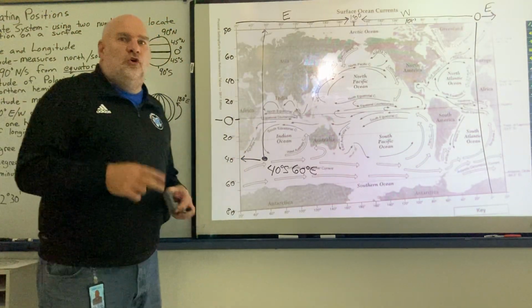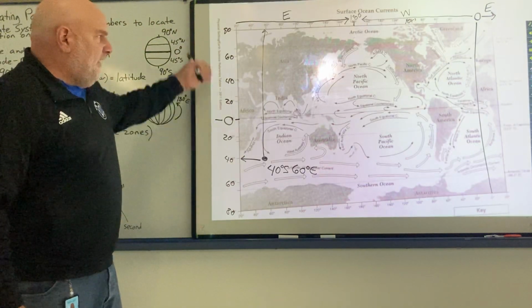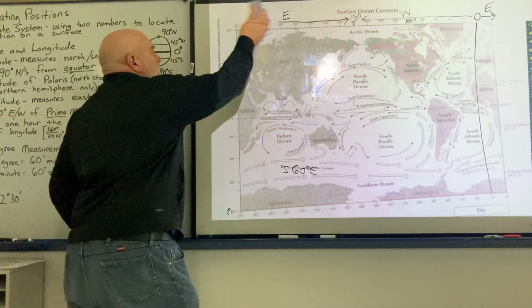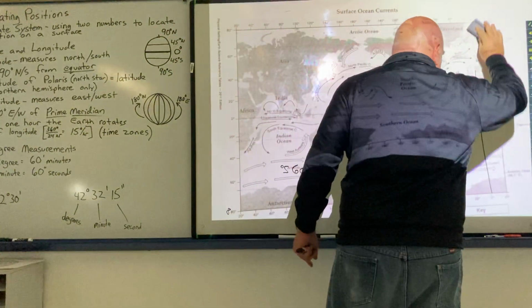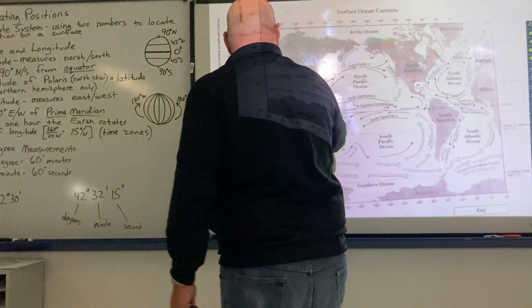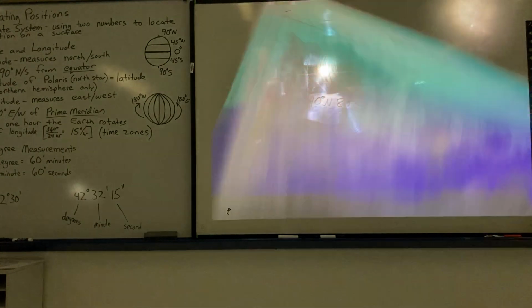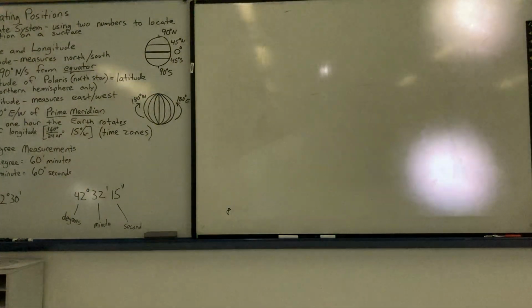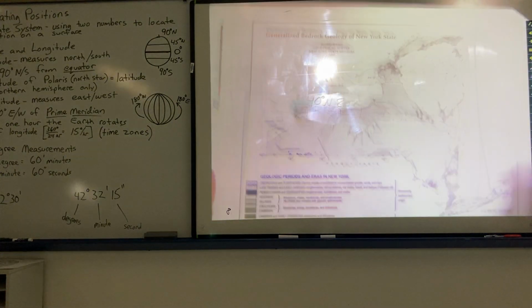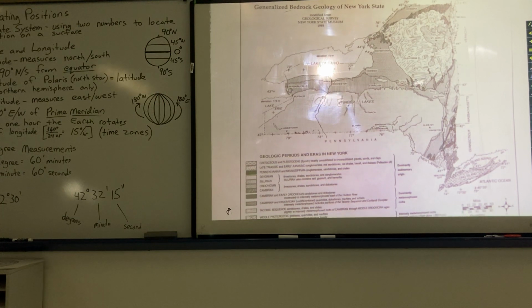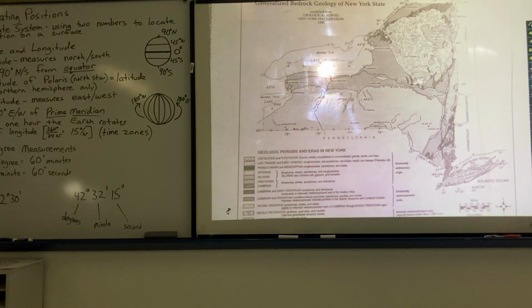And you have two world maps in your reference tables, and you find latitude and longitude pretty much the same way on both. All right. The other map that you have in your reference tables is a New York State map that looks like that.